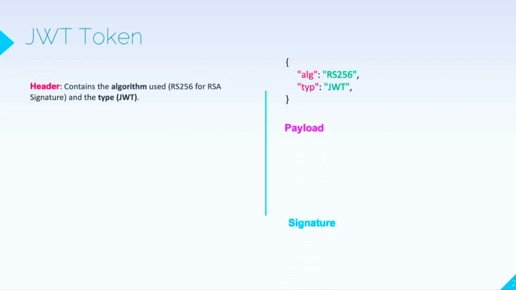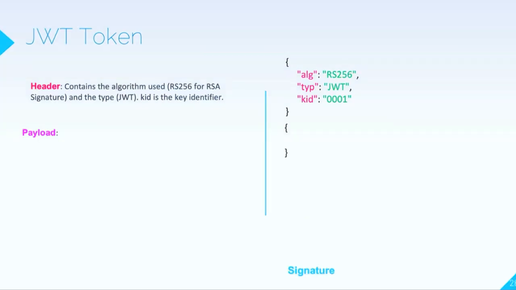The header typically contains two pieces of information: the type of token, which is a JWT, and the signing algorithm being used, such as RS256. The header might also include a key identifier, KID, which is used to select the key that was used to sign the token. The payload is the part of the JWT that contains the claims. Claims are statements about an entity, typically the user, and additional metadata.